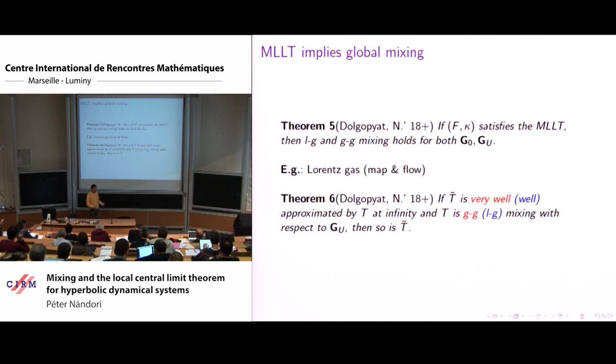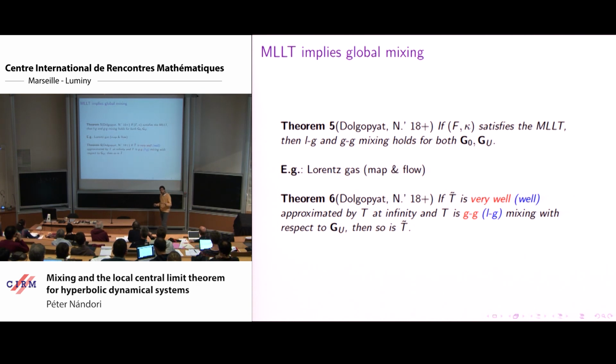Okay? Then I claim that we can check under certain assumptions global and local mixing. Now the assumptions become quite technical, so I'm not going to tell you what those are. Instead, I'm just saying if T tilde is very well approximated by T, okay, and T is global mixing with respect to GU, then so is T tilde, okay?